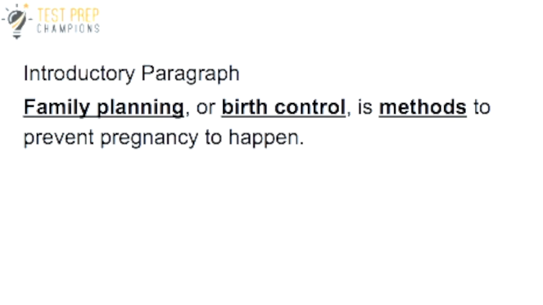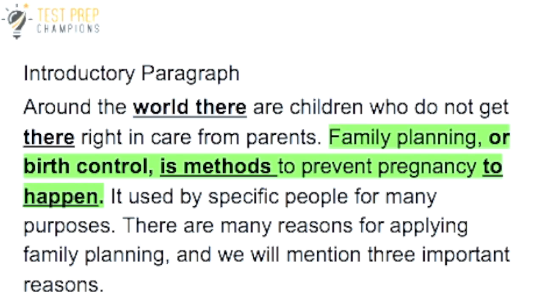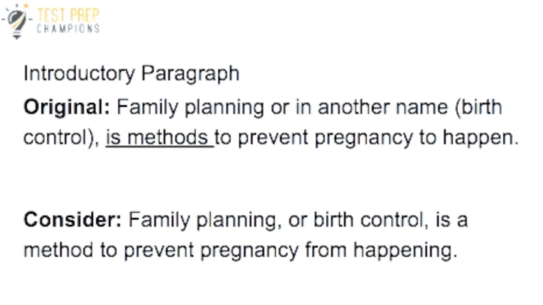So remember, since family planning and birth control are singular nouns, or we treat them as singular nouns, the next one down here, which is the word method, also must be singular. So I'm going to say drop that S after method, and you want to say a method instead. Let me show you how I would revise it in just a second. But lastly, the last change would be to change "to happen." You want to change that to "from happening." So let me show you how I would revise this. I would say, "Family planning, or birth control, is a method to prevent pregnancy from happening."